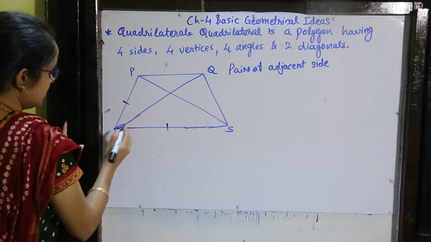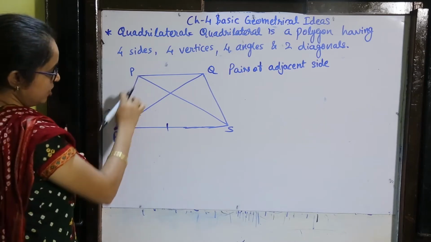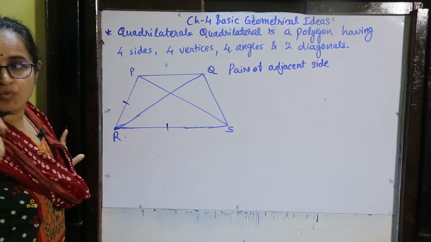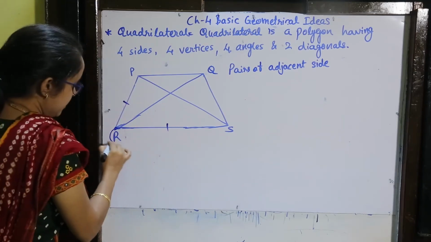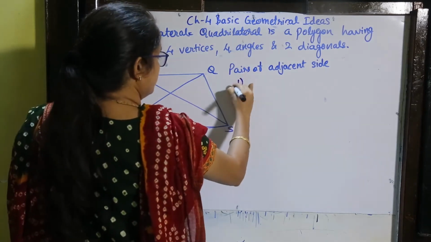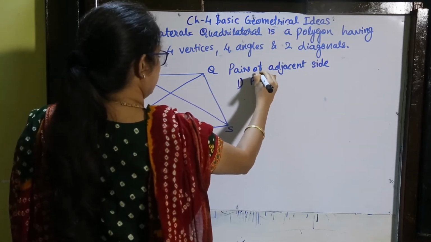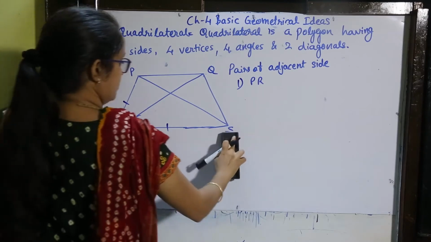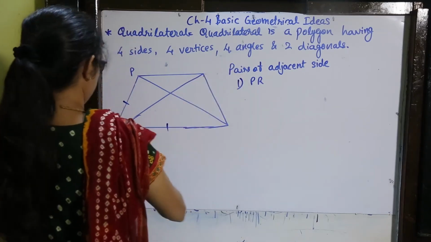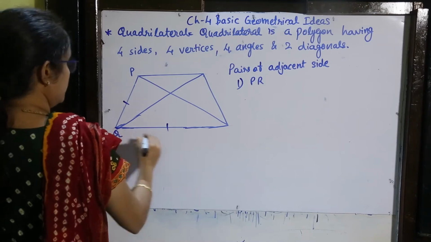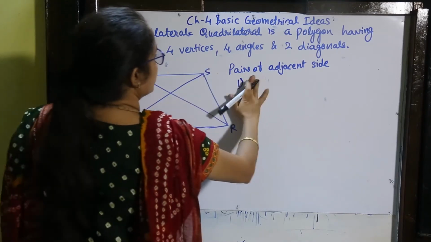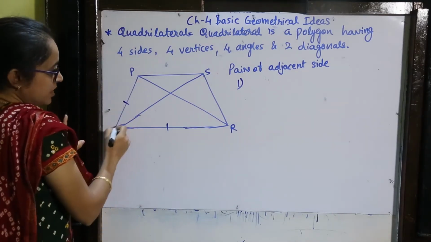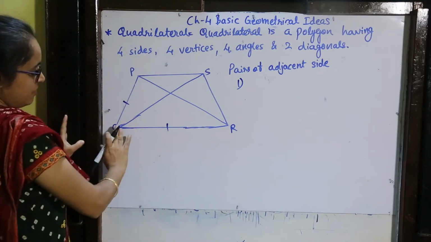First pair is, see, if you look carefully here, there is a common vertex between PQ and RS. Sorry, PR and RS. I am so sorry. Between PR and RS there is one common vertex, R. I am so sorry, I have made a mistake. I will not write like this. Sorry. It will be PQRS. Okay, I am so sorry. This is a quadrilateral PQRS, and in PQ and QR we have one common vertex Q.